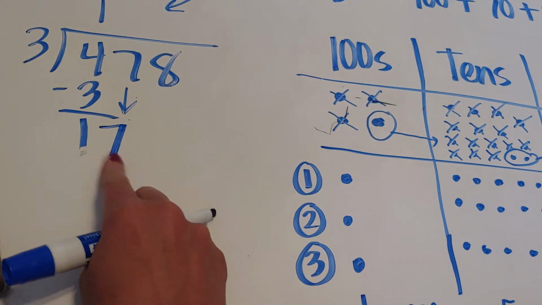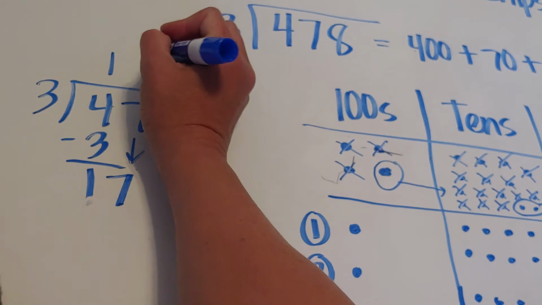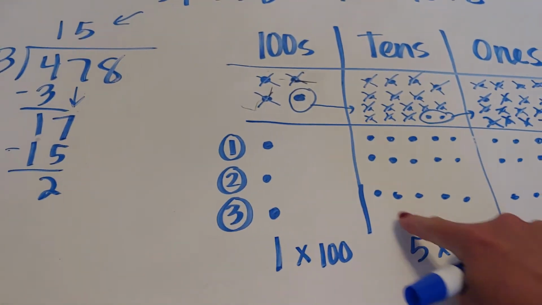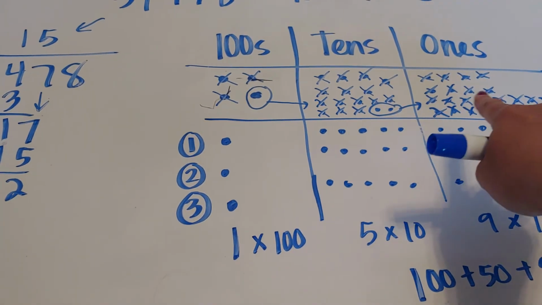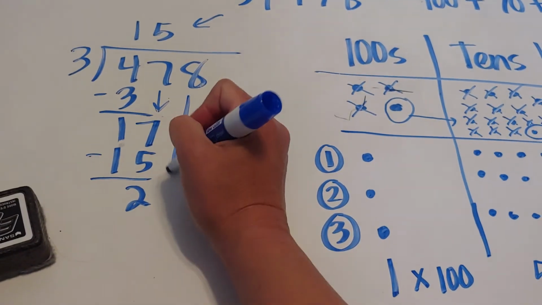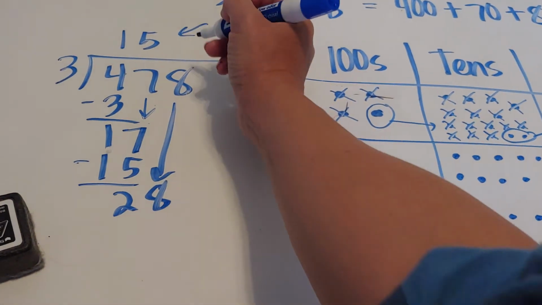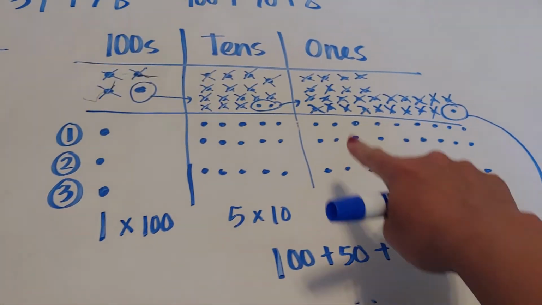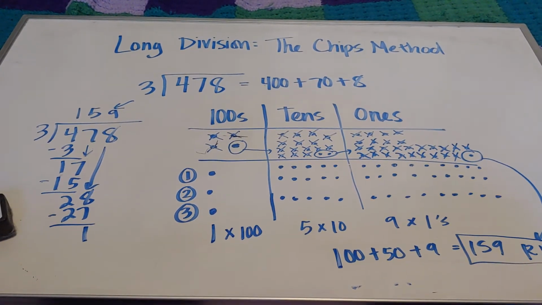Guess what? 17. Oh, okay. 3 goes into 17 5 times with the remainder of 2. So let's see that. 5, remainder 2. Okay, so now I have 8 ones plus 20 more ones, or 28 ones. Let's see it. 28 ones. All right. 3 goes into 28 9 times for 27 with a remainder of 1. So that was our 9 with a remainder of 1. So da-da-da-da, the CHIPS method.